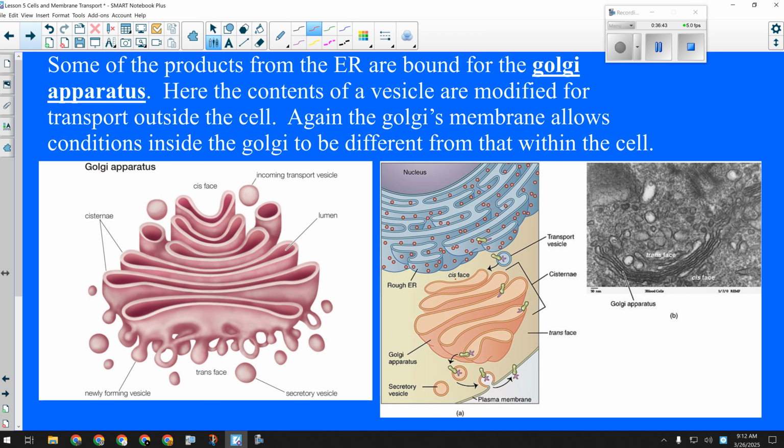Okay, under an electron microscope, this is what it looks like. This is the cis face here on the bottom, and this is the trans face here. And you can see all these bubbles, all these transport vesicles coming off of that shipping side and heading out.